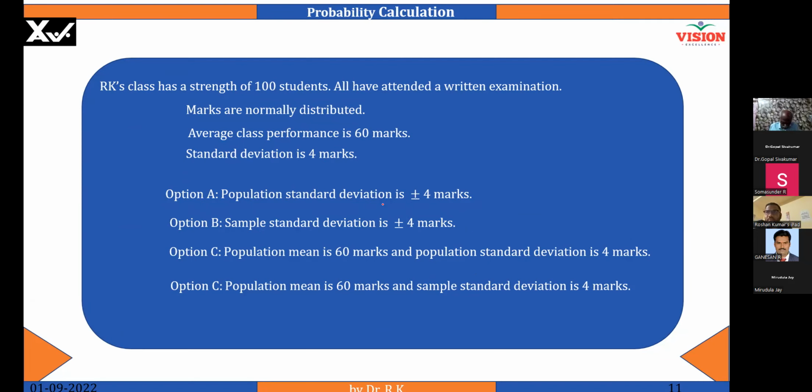Option C, population mean is 60 marks and population standard deviation is 4 marks. Very good. Please discuss with others why the others are not correct, right?